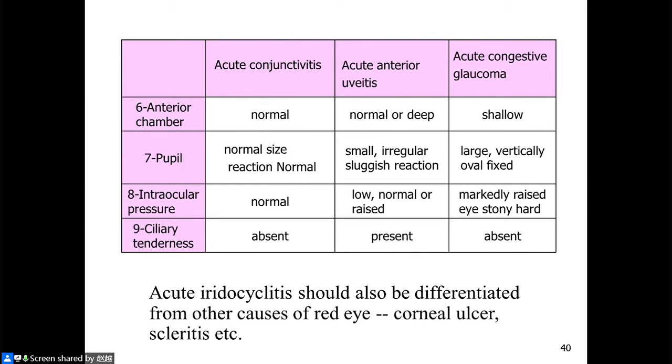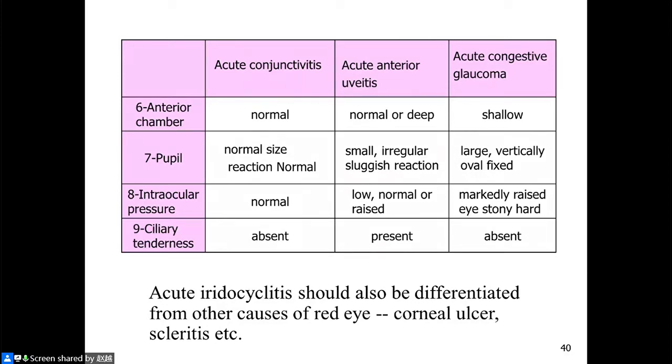Anterior chamber. Conjunctivitis: normal. Anterior uveitis: normal or deep. Congestive glaucoma: shallow.